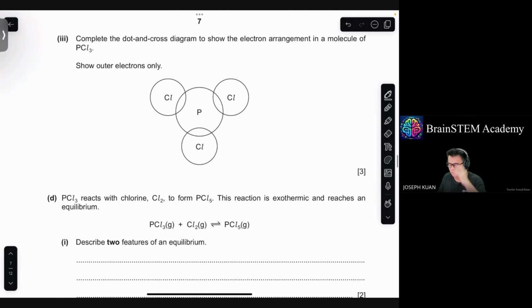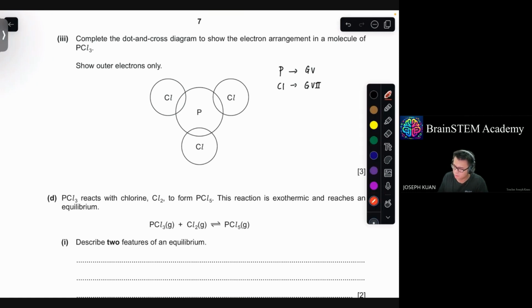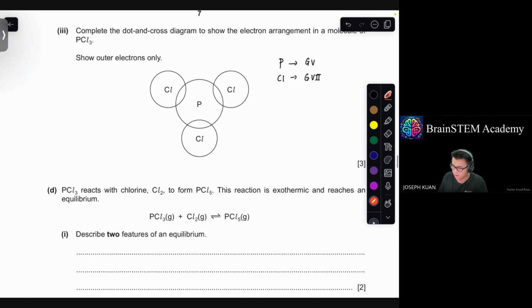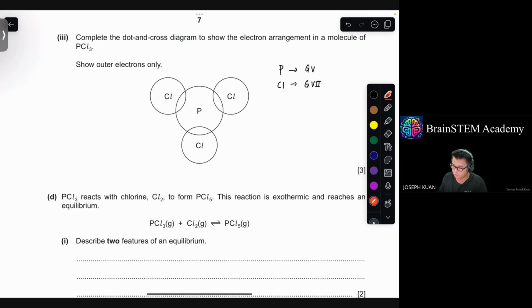Moving on to the next question, 3. Complete the dot and cross diagram to show the electron arrangement in the molecule of PCl3. Show outer electrons only. So, based on the periodic table, phosphorus belongs to group 5 and chlorine belongs to group 7. So, how many electrons are needed in order for phosphorus and chlorine to form that molecule? So, each chlorine atom will need 1 more electron, while each phosphorus atom will need 3 more electrons. Okay, it needs 3 more electrons. So, how can you construct this diagram?